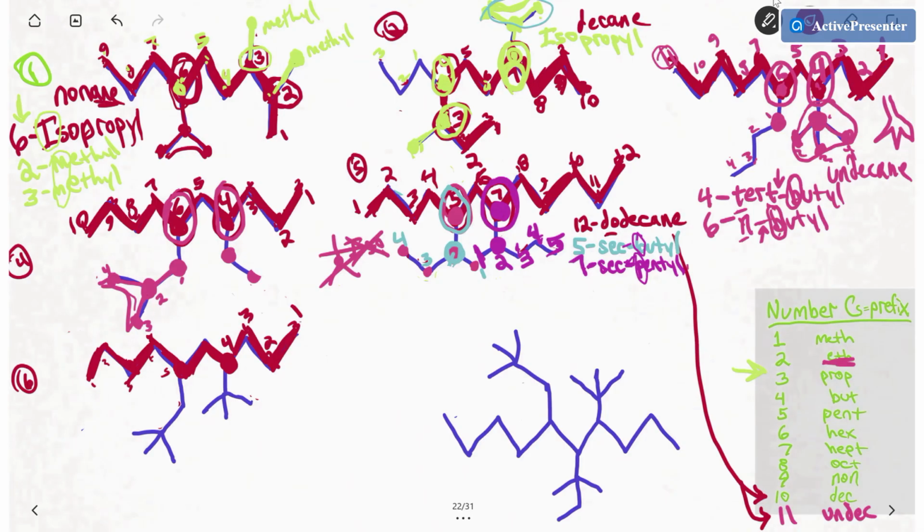So that's not going to work. And then we continue on. Here's 5. This 4 is a connecting carbon to a substituent. And then this 6 splits off. And then 7, nothing happens. 8, nothing happens. 9, nothing happens. 10, nothing happens. Okay, so we know it's 10. So we know this is going to be a decane, right?